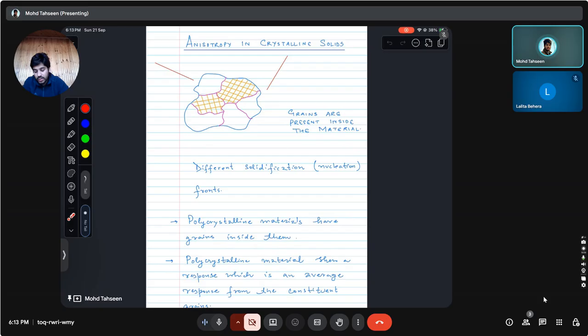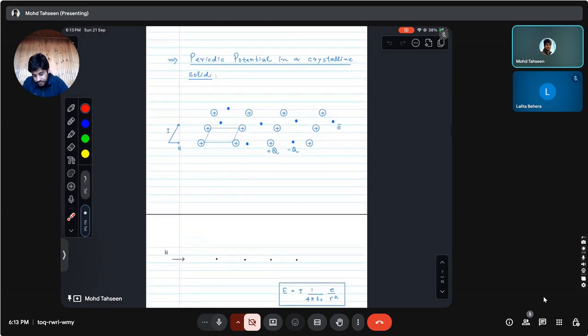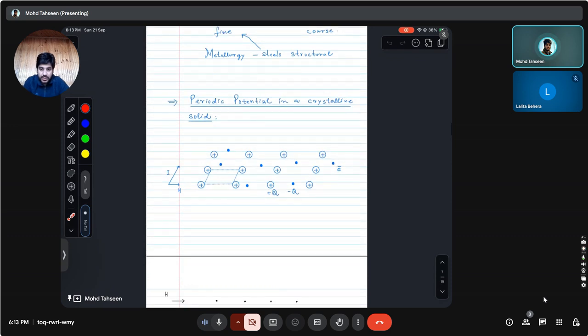It should take into account the anisotropy, or it should be able to predict why there is anisotropy in the materials along different directions, right? So the way we incorporate this information into our models is by assuming a periodic potential which varies in different directions.